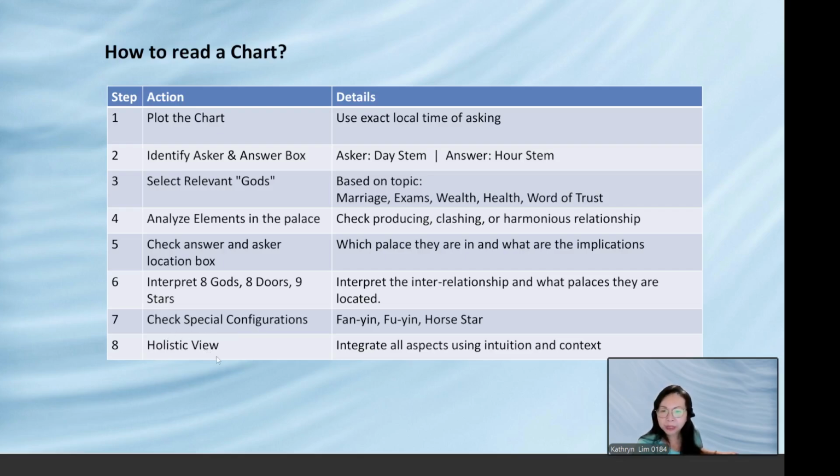Master also reminded us that when we are interpreting the chart, we always have to have a holistic view. We need to integrate all aspects together using the context in the chart itself, and sometimes align it with the real life context. Okay, let's go on to the next slide.